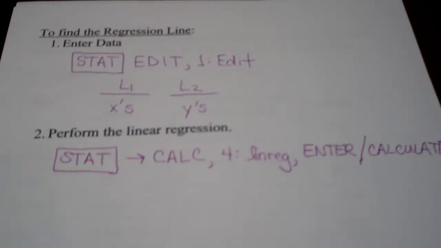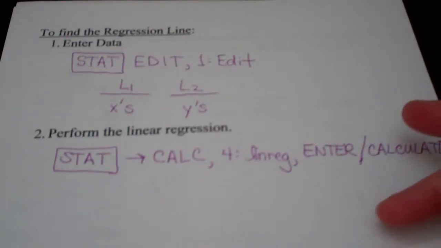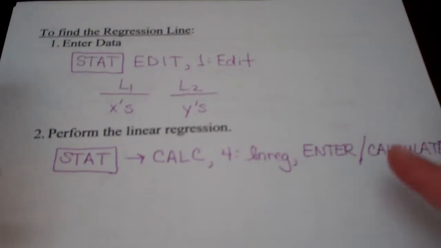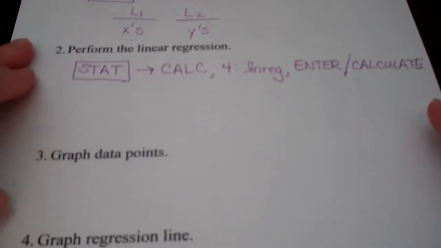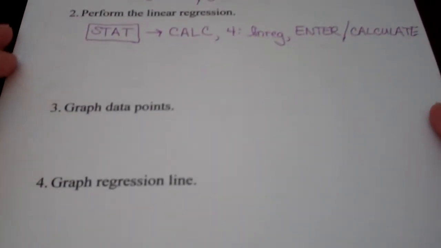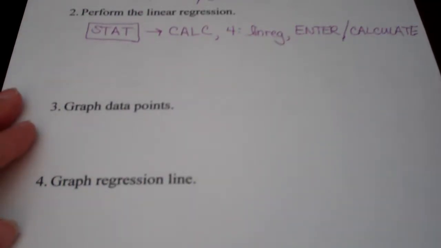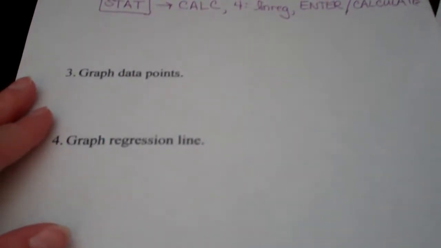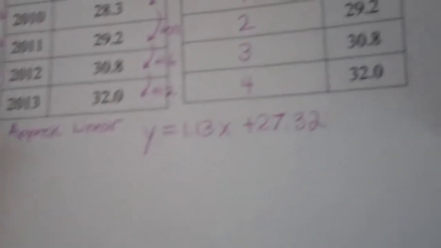Okay, I'm back again. We're talking about linear regression and I left something out. I wanted to show you some extra stuff. These are the 2 steps to perform the linear regression. We've talked about that. We need to enter our data. We need to perform the linear regression. I wanted to add to that list. I wanted to show you how to graph the data points and graph the regression line so you could see what they looked like. Okay, so before I jot that down, let me go back to this example.